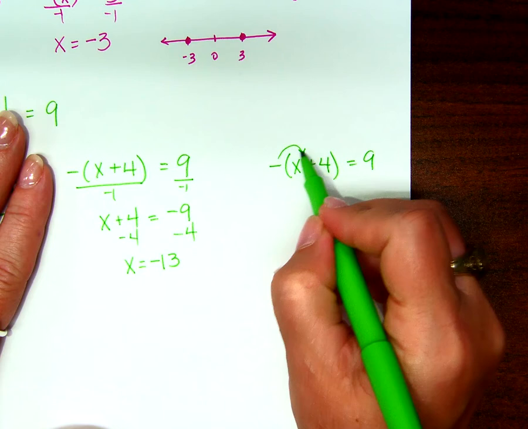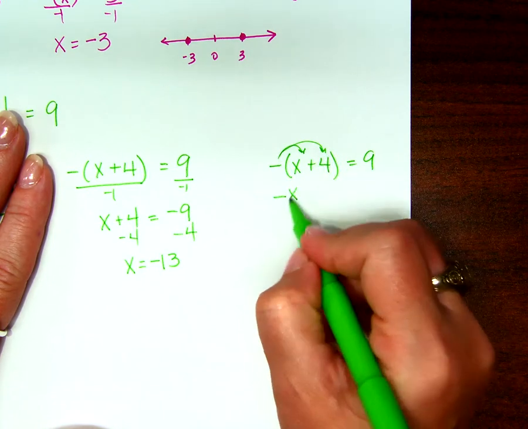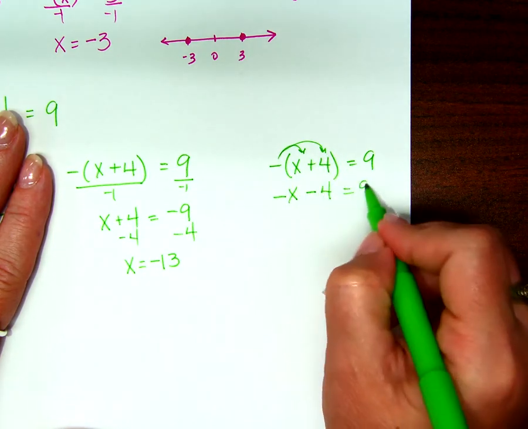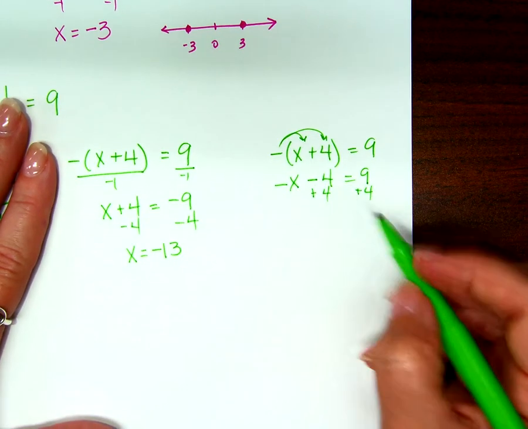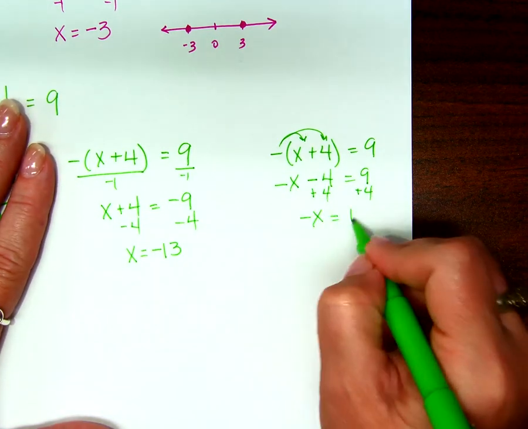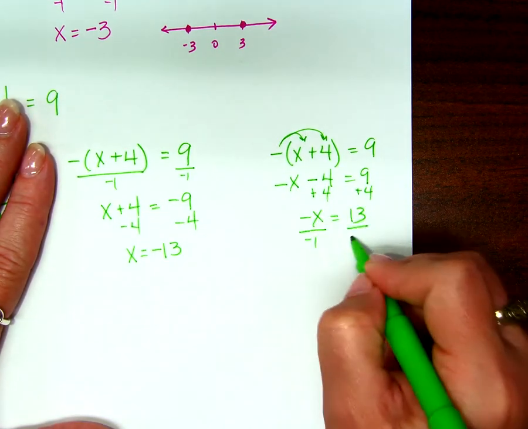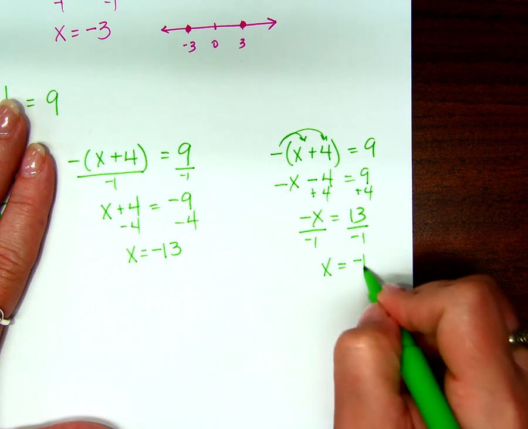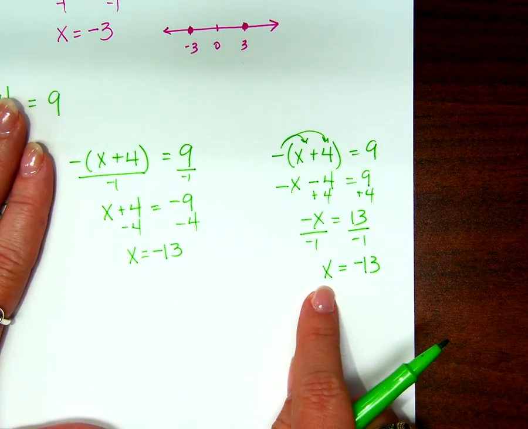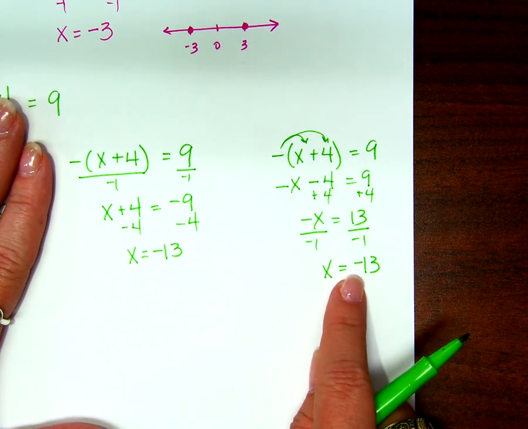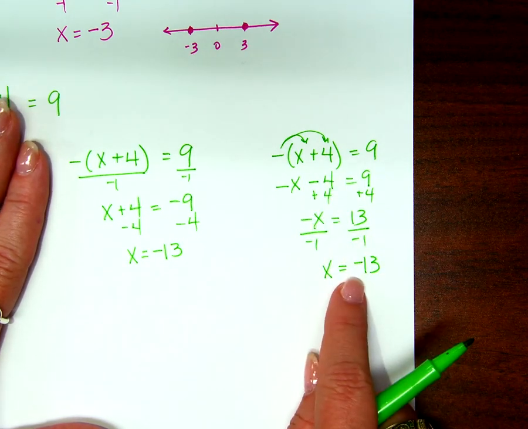If I distributed this here and here, I get negative x minus 4 equals 9. If I add 4 to both sides, do the opposite sign of that, I get negative x equals 13. Then I have to divide both sides by negative 1 and get x equals negative 13. I got the same answer, but just more steps. So is it wrong to do it this way?